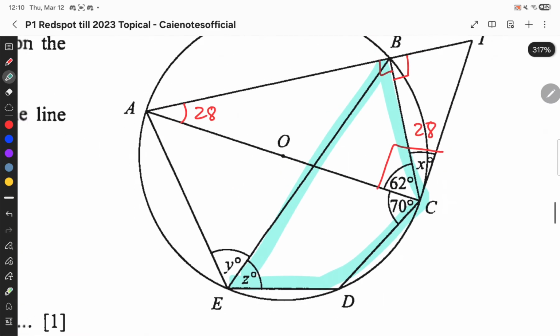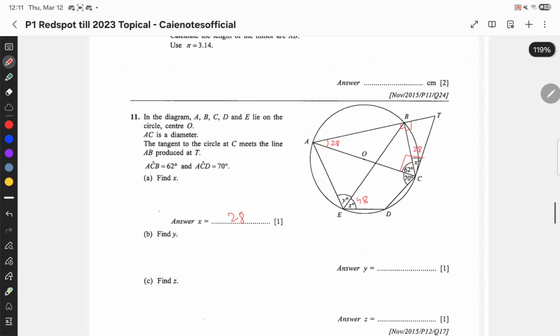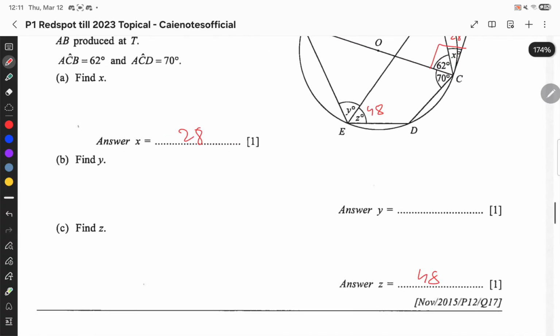Like so. 70 is opposite to this. Yeah, okay, we can find 70. Thank God. So this is 180 minus 62 minus 70, so this is angle 48. Nice. See, we just look around.